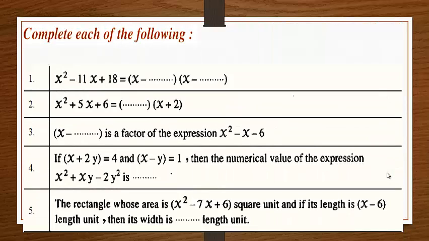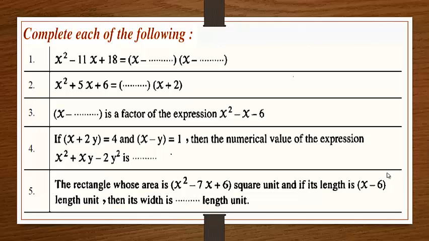Complete each of the following. x power 2 minus 11x plus 18. We factorize x power 2 to x times x. Now I want to factorize 18 to two numbers, their product equals positive 18 and their sum equals negative 11. We get 9 times 2, and the two numbers are negative.